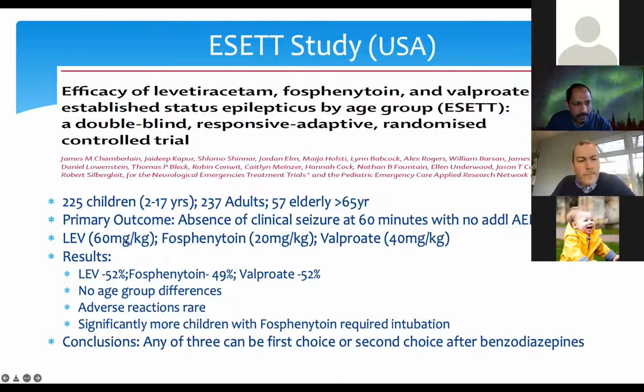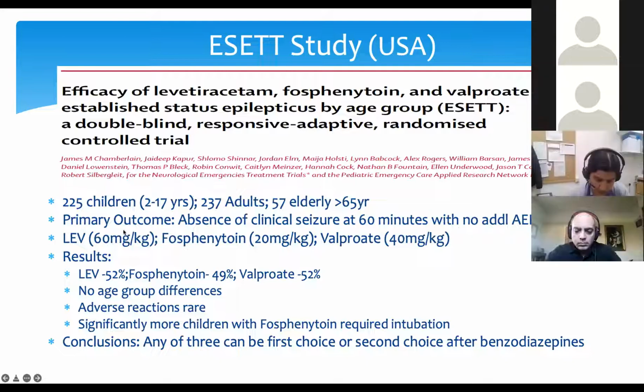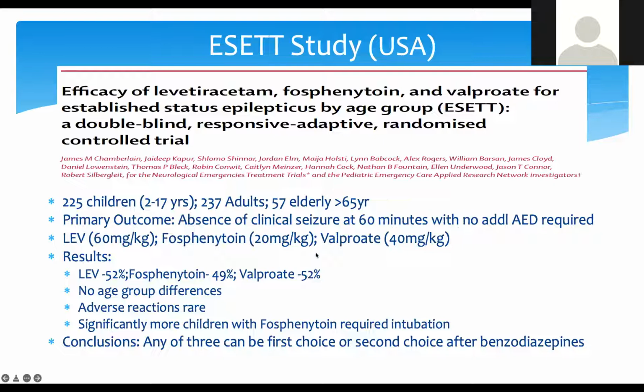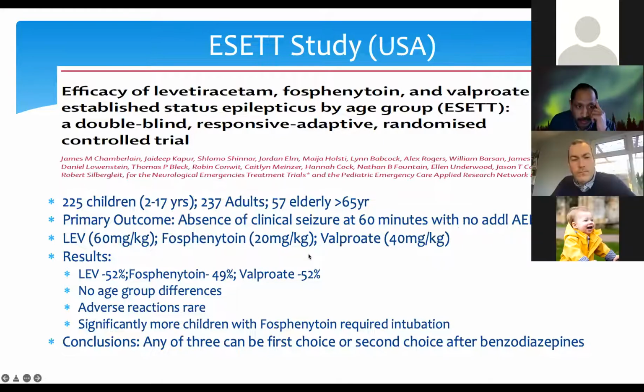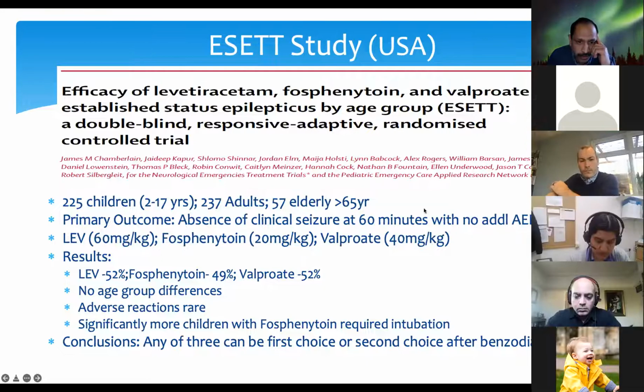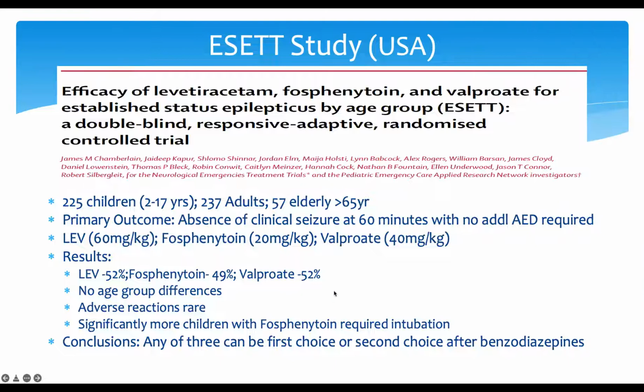So levetiracetam, they used, actually, if you remember, we were using 40 milligram per kg and they were using 60 milligram per kg, and fosphenytoin 20 mg per kg, which is not available in UK for various pharmaceutical reasons. Valproate is used at 40 milligrams per kg IV. So the success rates were levetiracetam 52%, fosphenytoin 49%, and valproate 52%. Again, there is no significant difference between the groups or age group differences either. And adverse reactions are rare.